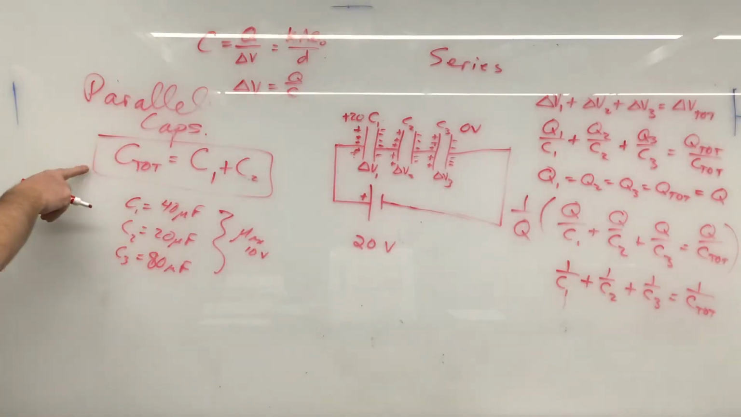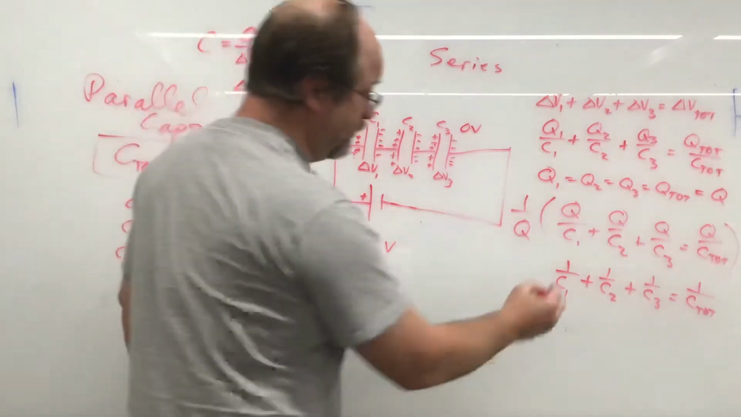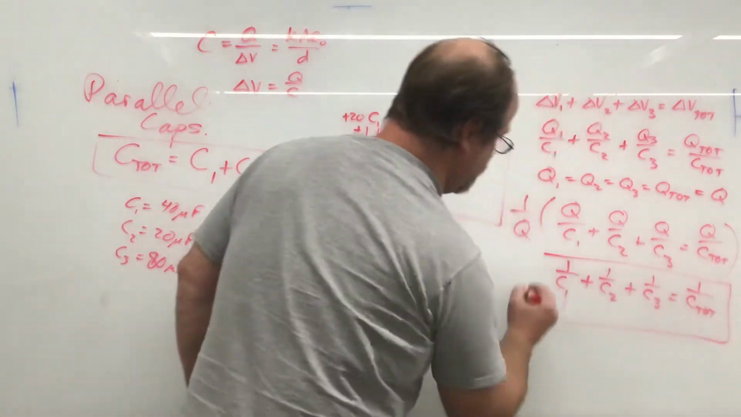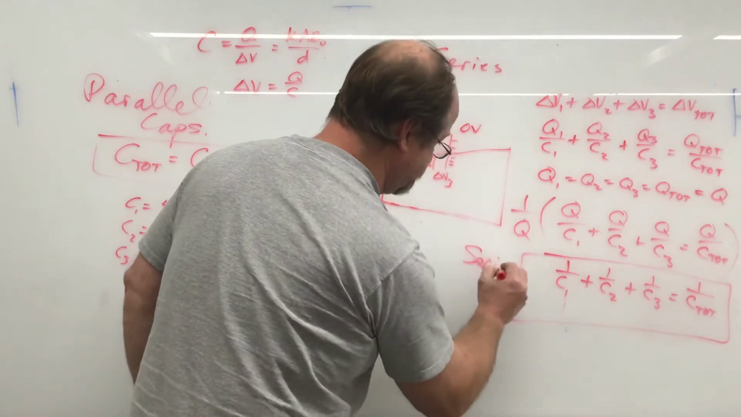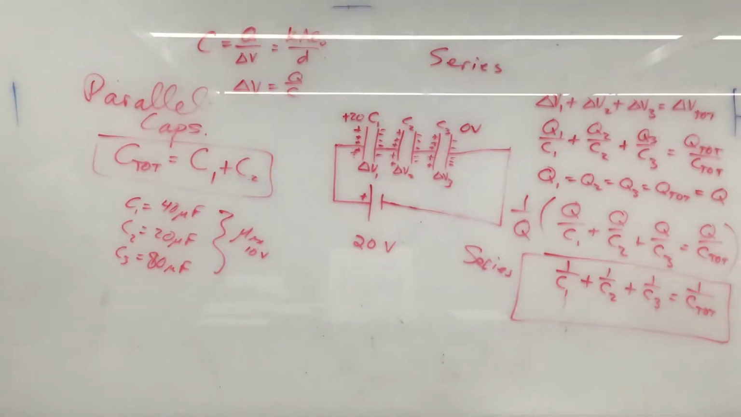Unlike the case where we were in parallel, where they just add together, however many there are, you're just going to add them up. Over here, in series, it's the reciprocal of the total capacitance. The reciprocal of the total capacitance is just the reciprocal of each capacitance added together, 1 over C1 plus 1 over C2 plus 1 over C3, however many of them you may have, and that'll give you the total capacitance.